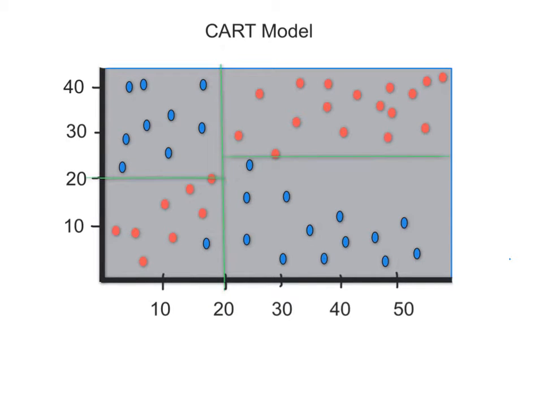Here you can see that on this graph I've drawn two horizontal line segments and one vertical line segment. This has divided our graph into four regions. In this upper left-hand region, the points are all blue, and in this lower left-hand region, the points are primarily red. There's a blue right there. In my upper right-hand region, the points are primarily red, or all red, and in the lower right-hand region, the points are all blue.